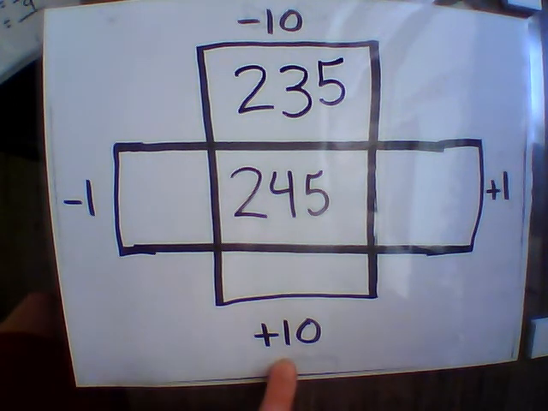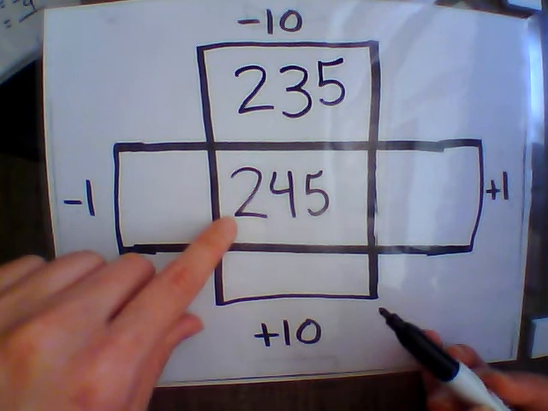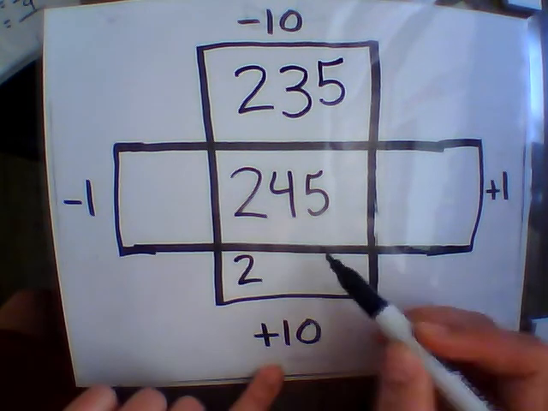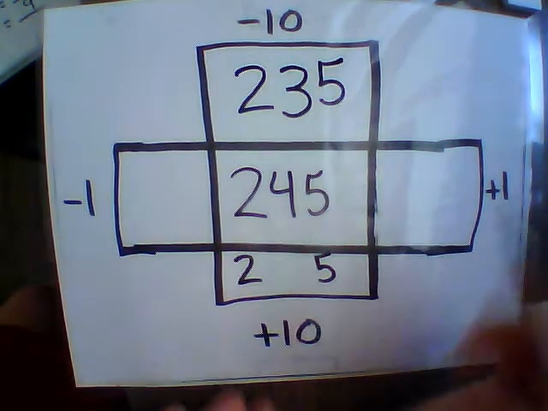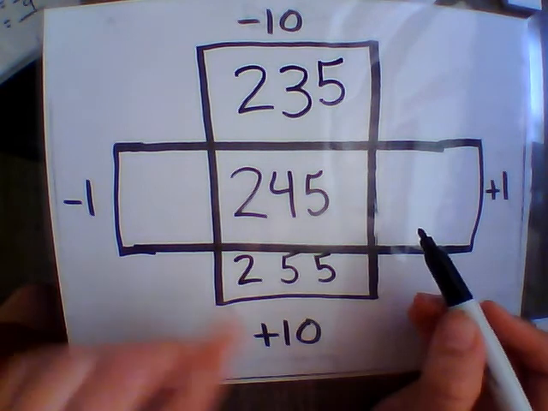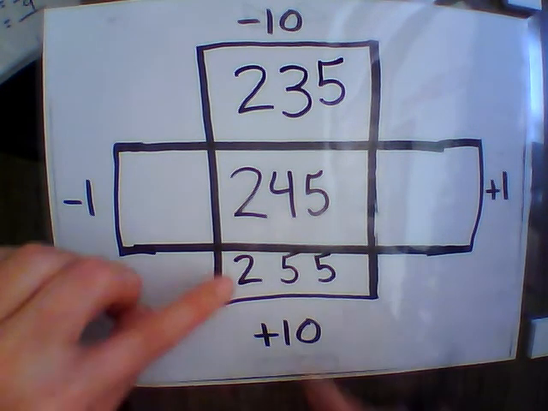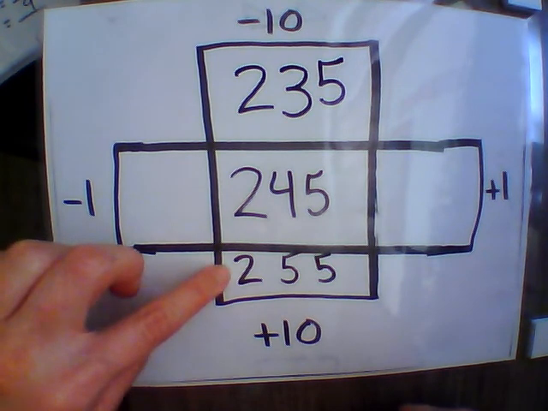Moving on to plus 10. So once again, we're not doing anything with the hundreds, so they stay the same. And the ones are staying the same. So then we have 4 tens. We're going to add another 10, and now we have 5 tens. So 245 plus 10 more is 255.